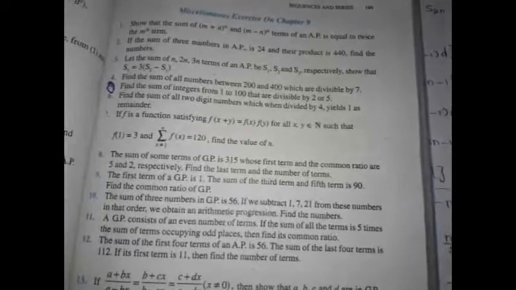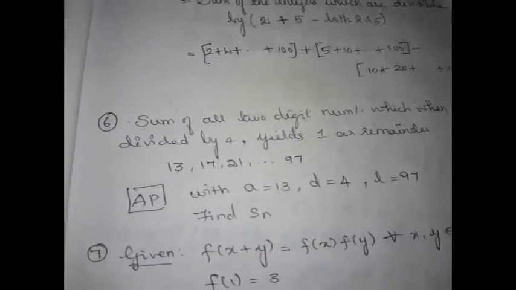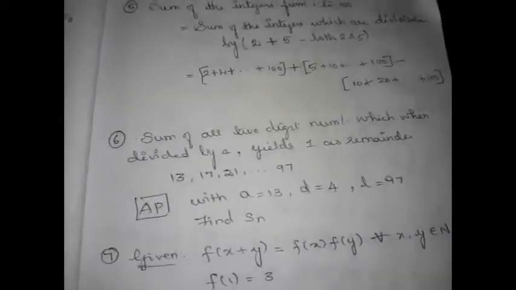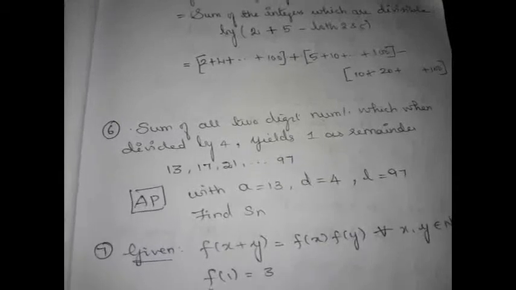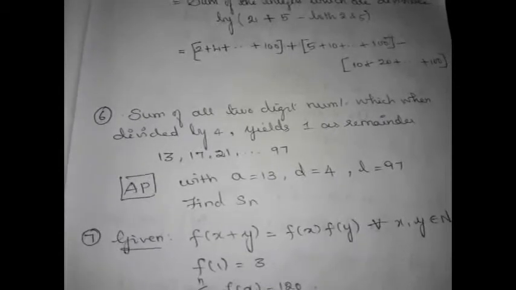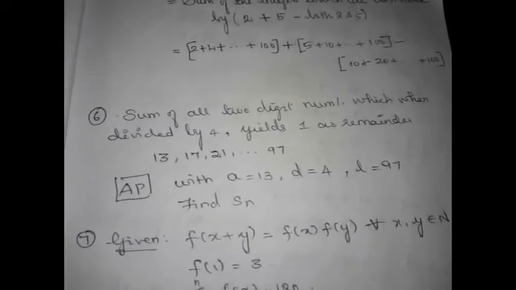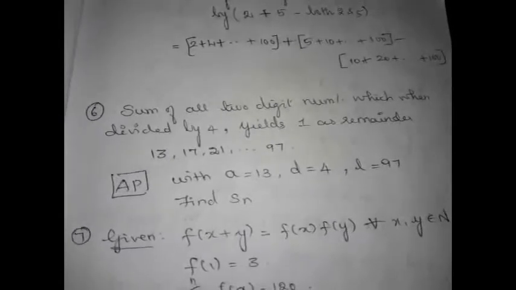So after 13 it will be 17, because 4 4s are 16. 16 is exactly divisible, so if you add 1, it will leave a remainder 1. So your sequence will be like this: 13, 17, 21, etc. And 96 is the last 2-digit number which is divisible by 4. Therefore, you have to add 1 to it, so it will become 97. And clearly again this is an AP with first term 13, common difference 4, last term 97. You can very well find your Sn. That will give you the answer, right?